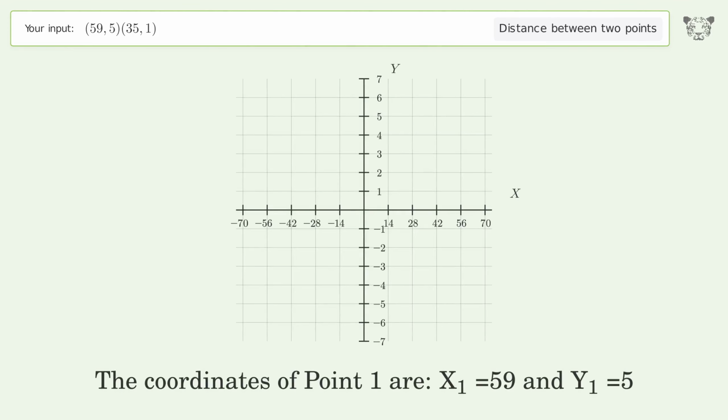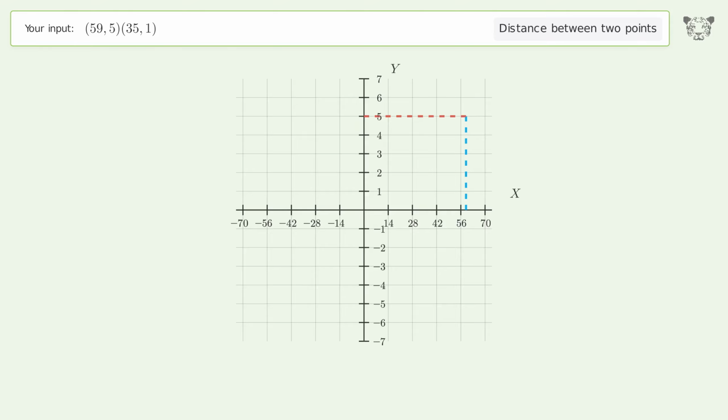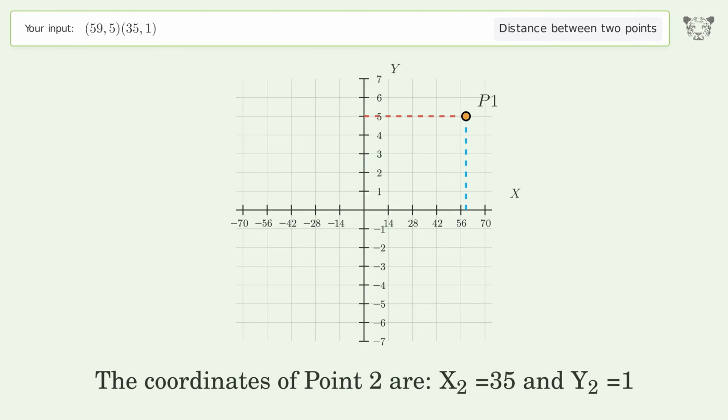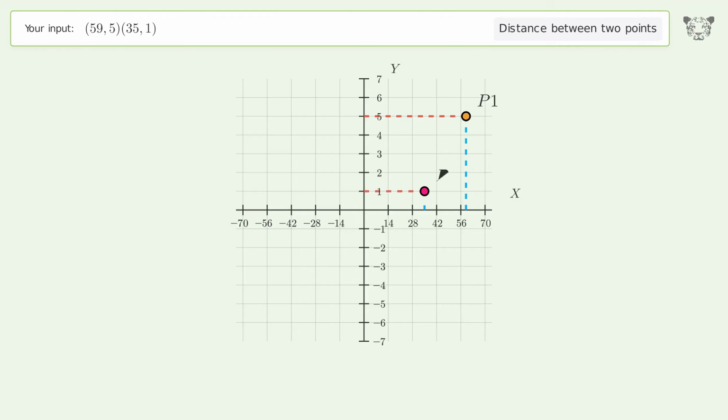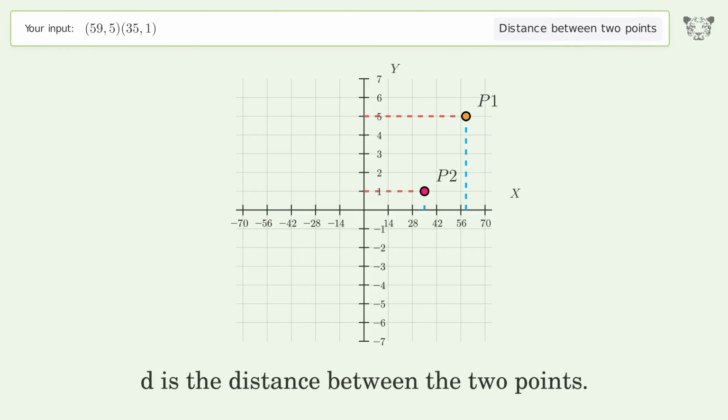The coordinates of point 1 are x1 equals 59 and y1 equals 5. The coordinates of point 2 are x2 equals 35 and y2 equals 1. D is the distance between the 2 points.